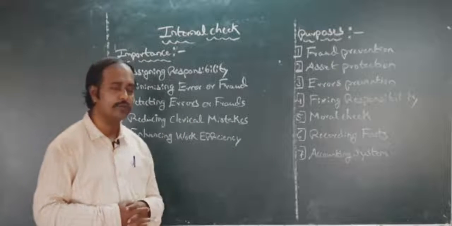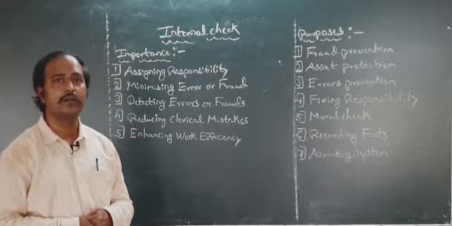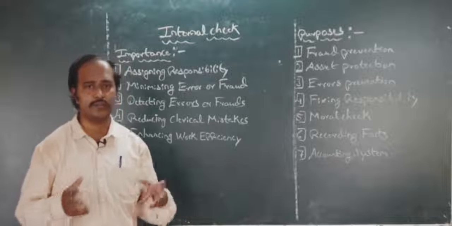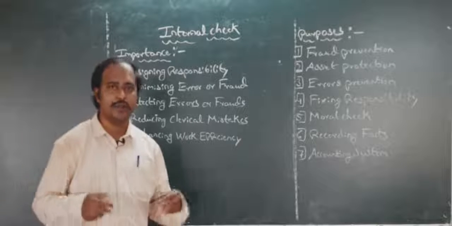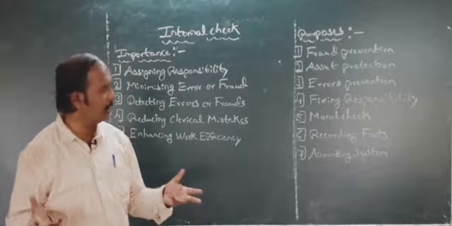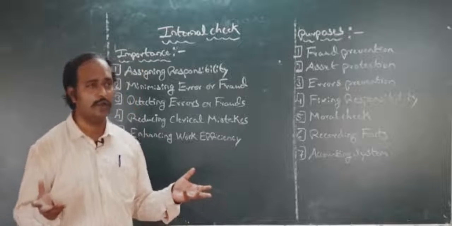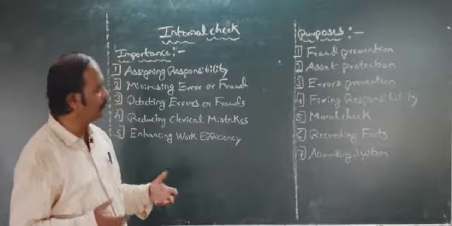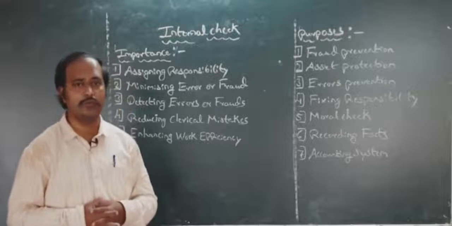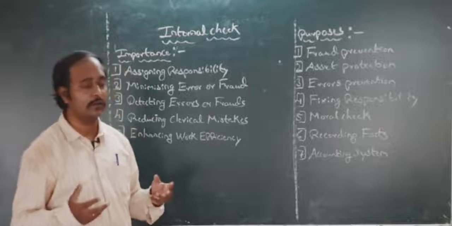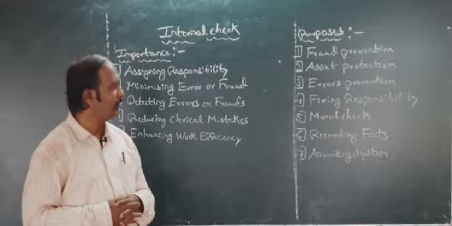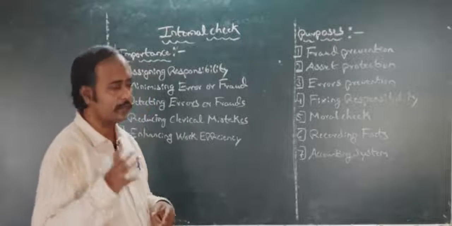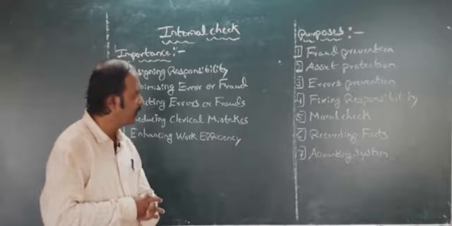Thereafter, the fixing of responsibility. Obviously, the internal check system divides the responsibility, divides the duties amongst the employees of the organization. Every person is responsible for their work, and if they perform, definitely it would help the management in getting the desired result. But if they don't perform, the management will come to know why they are not performing and what the reasons are, to improve. So in this way, responsibility can be fixed only with the help of this internal check system.